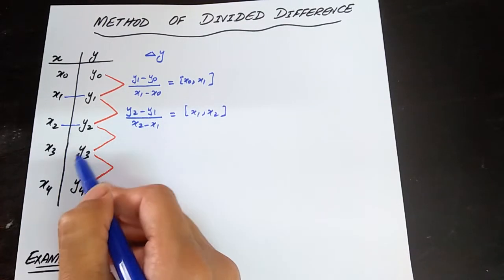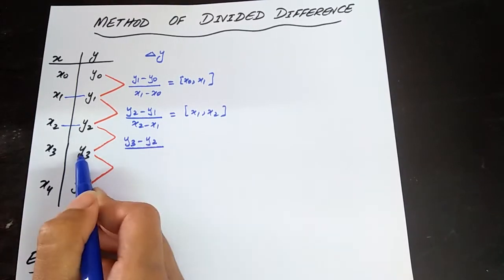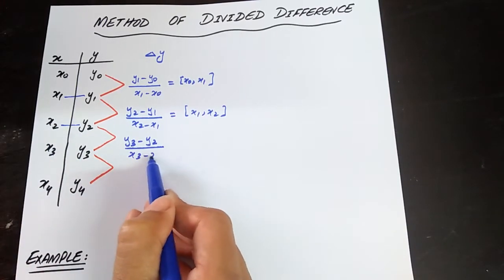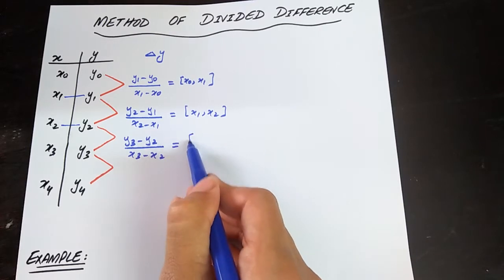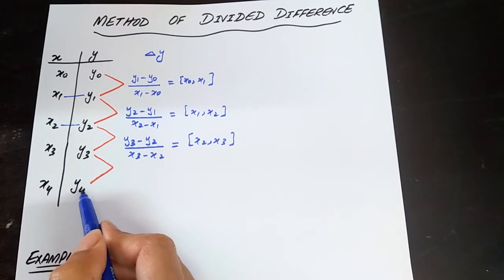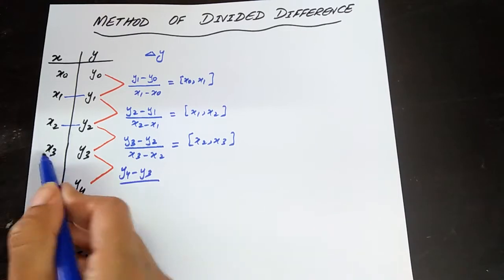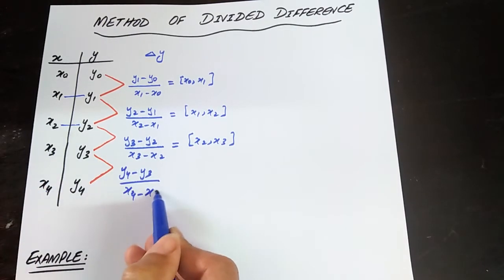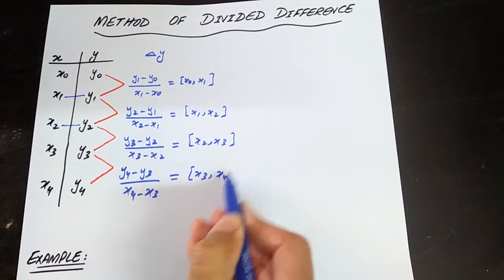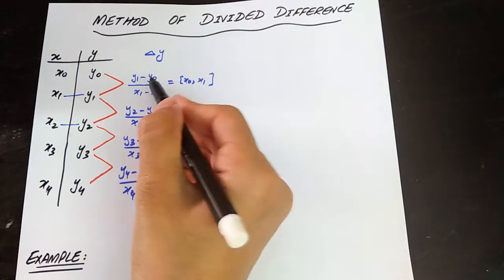Now, the third value will be y3 minus y2 divided by, what are the x values for y3 and y2? x3 and x2. So it will be x3 minus x2. Let's give it a name, x2, x3. Now, the last value will be y4 minus y3 divided by x4 minus x3. Let's give it a name, x3, x4. Now, this is the first difference.